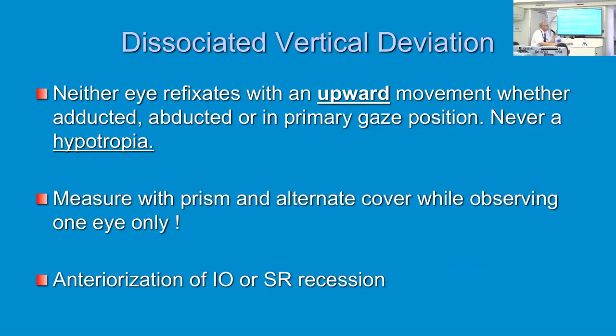So the way you measure it is you have a prism, you have to hold the prism in front of the deviating eye, and you do your alternate cover test, but you basically are only observing what's going on in the eye with the prism in front of it.